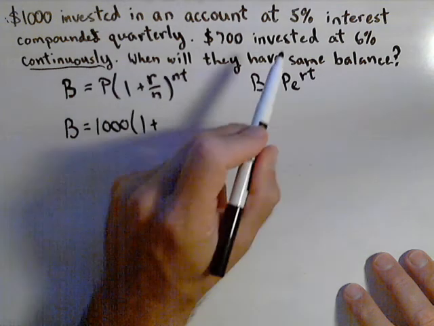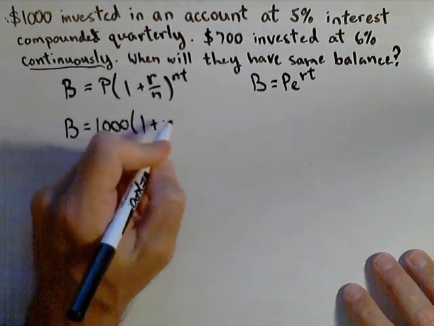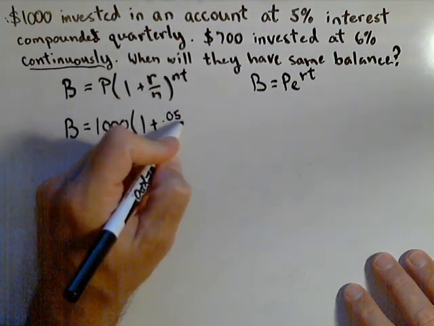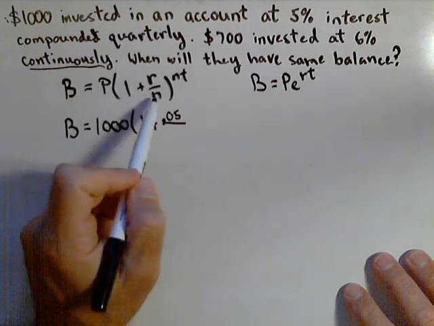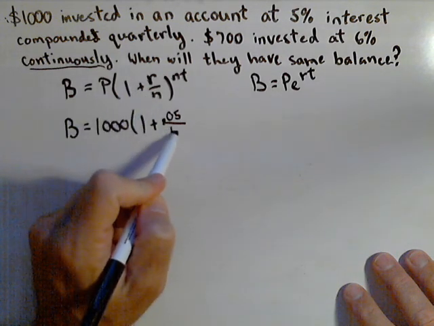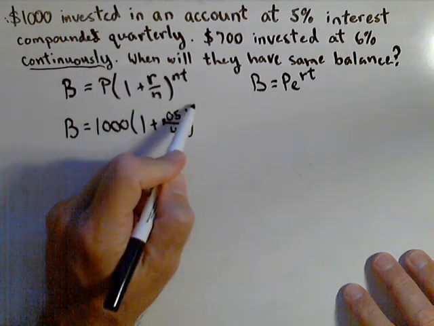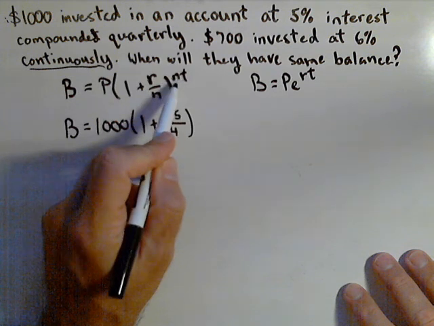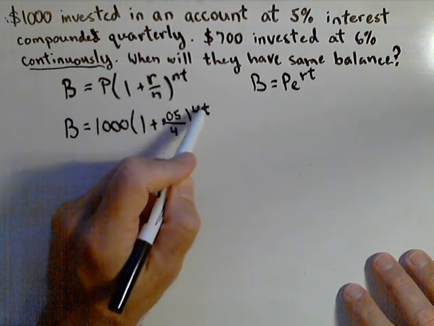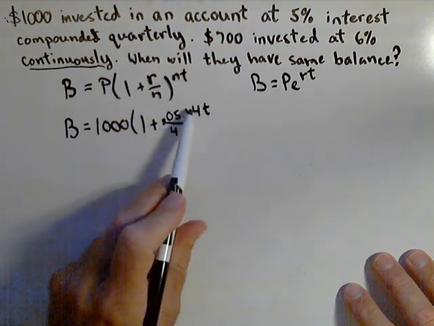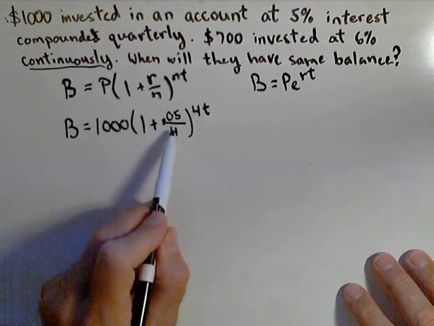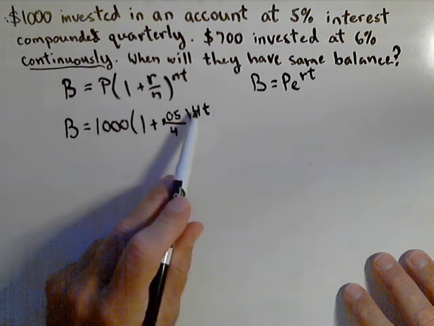Let's start with the first account, the one that starts at $1,000, that's the principal, times 1 plus the rate. Don't forget to convert it to a decimal, so 0.05 over the number of compounding periods, which there's 4 of because it's quarterly, raised to the nt. Whenever you're compounded more than once per year, remember to put the number of compounding periods both underneath the rate and up with the exponent.